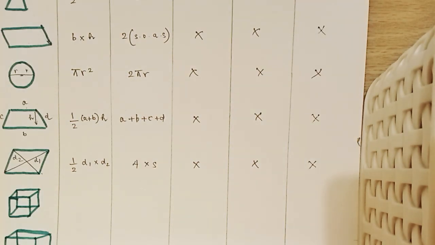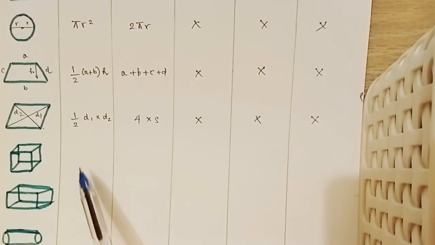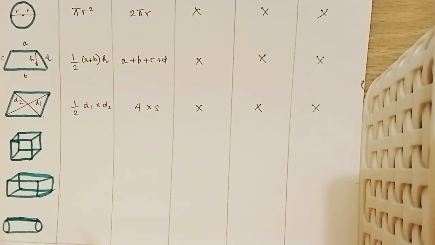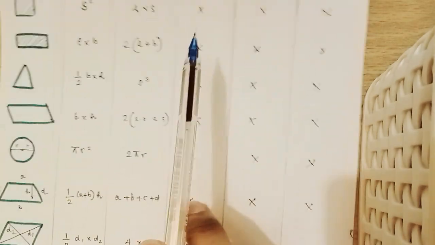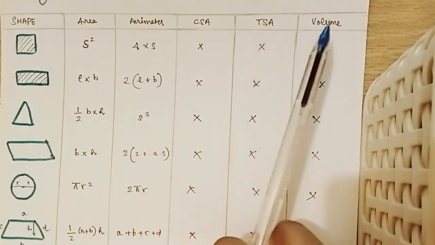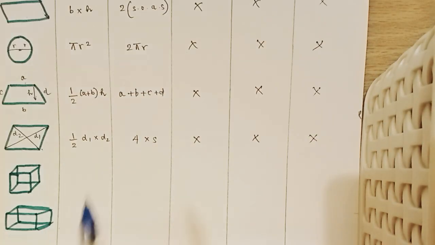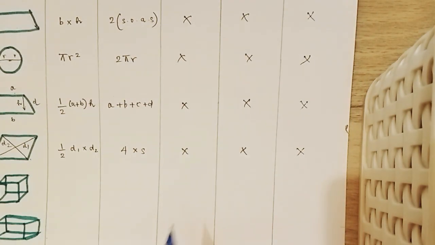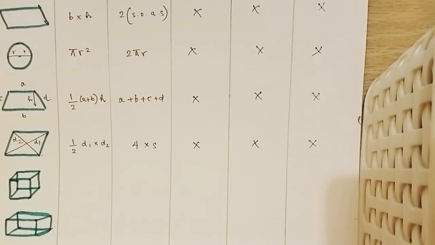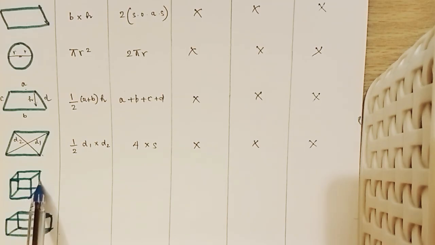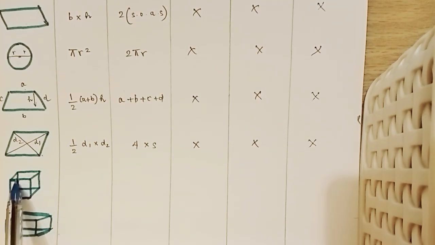Next, let us look at the 3D figures, namely the cube, cuboid and the cylinder. Over here, CSA, TSA and volume are only applicable for cube, cuboid and cylinder. So when you look here, the CSA for a cube is 4L square. What do you mean by CSA? Curved surface area. If this is a cube, then this and then behind the square, and then this side. This is the curved surface area.